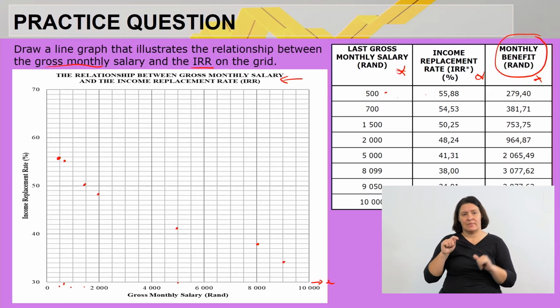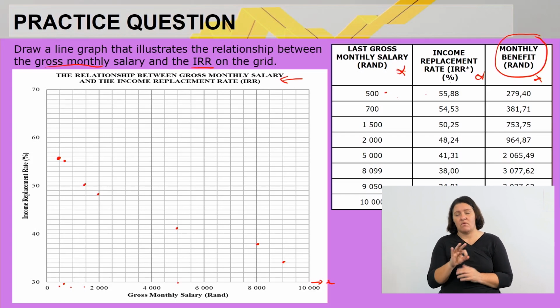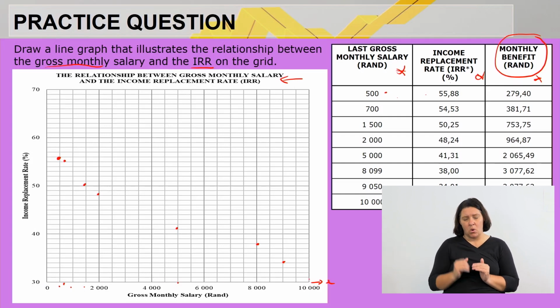Then we have 10,000, which is our last gross monthly salary, and that will be 30.78. So here's 10,000 as we can see, and I'm looking now for 30. Here is 30.78, will be below 31. So will we agree it will be more or less there?